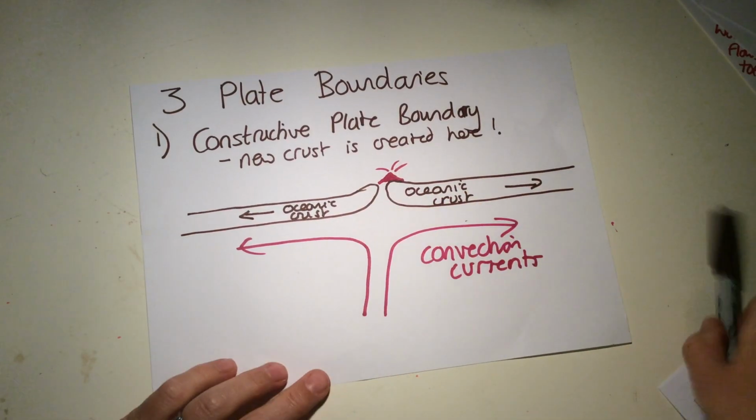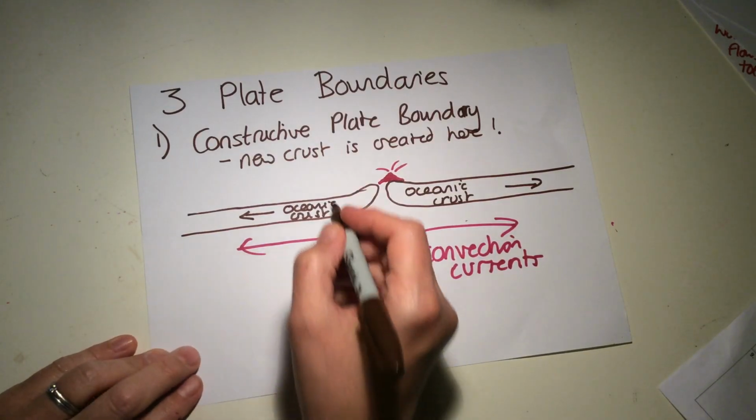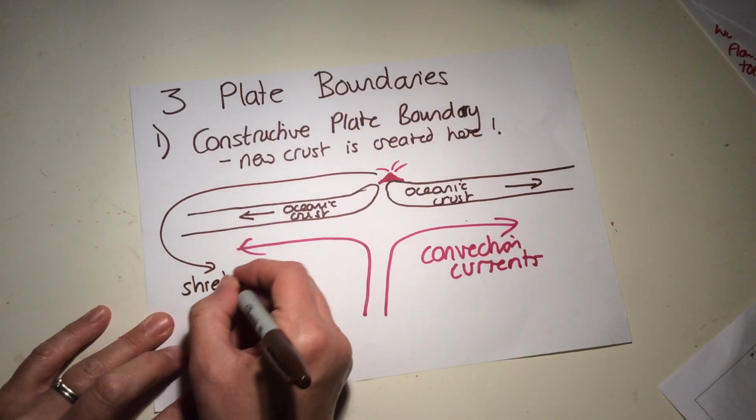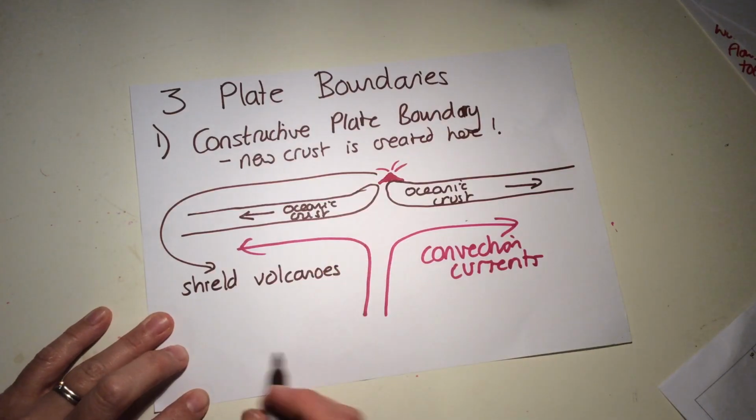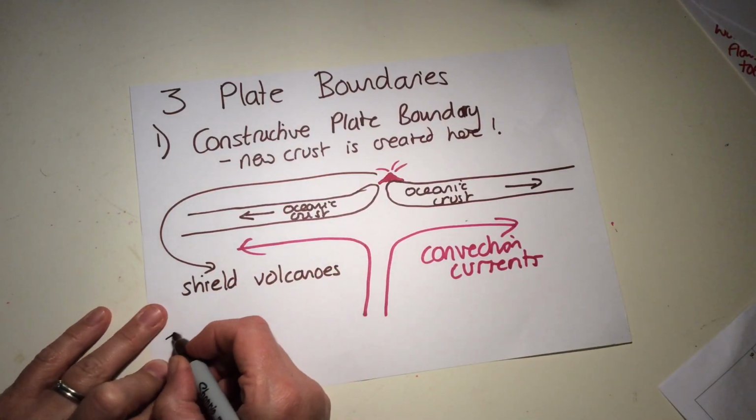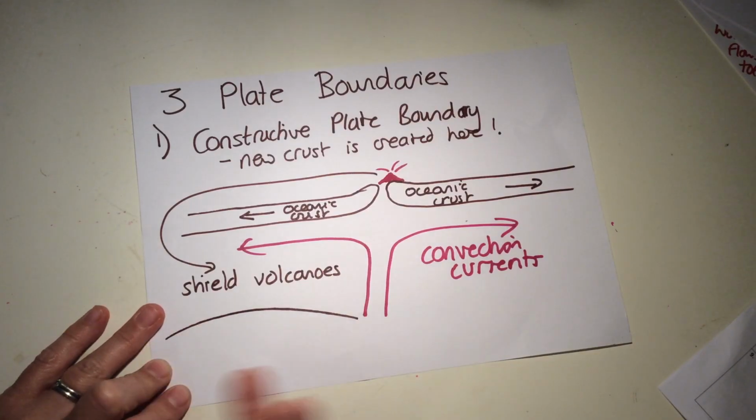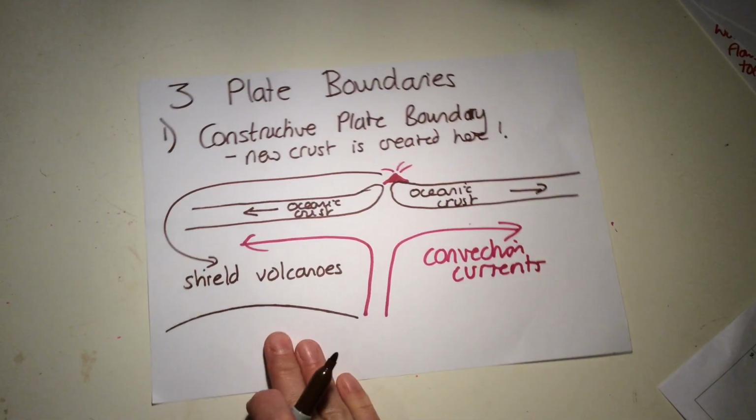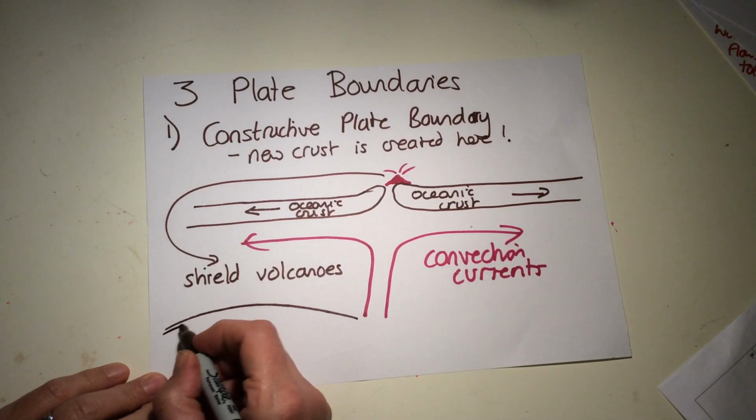So let's have a little think about these volcanoes. The volcanoes that form here are shield volcanoes, and you do need to know that word. You will be expected to know it in the exam. They are really gently sloping volcanoes. You wouldn't necessarily identify it as a volcano if you think about the traditional volcano with steep sides. This is not like it at all.